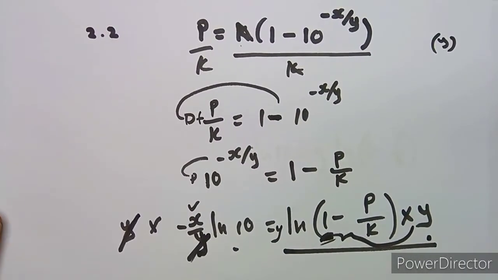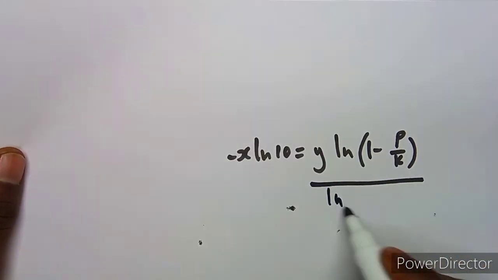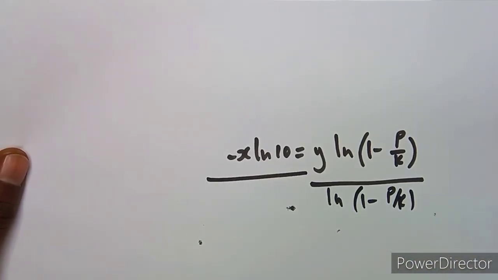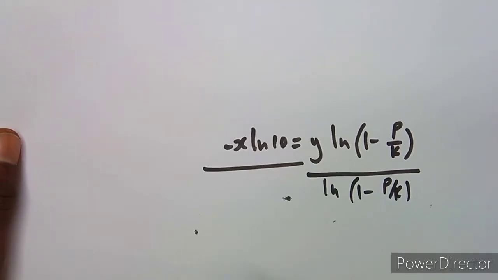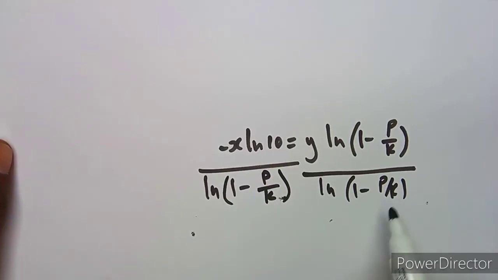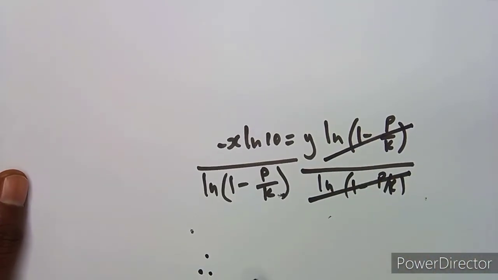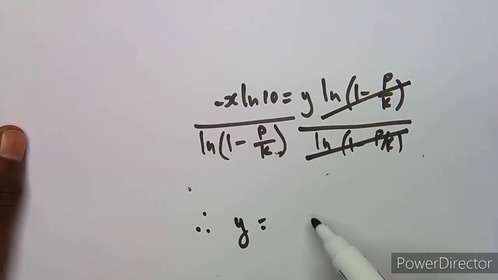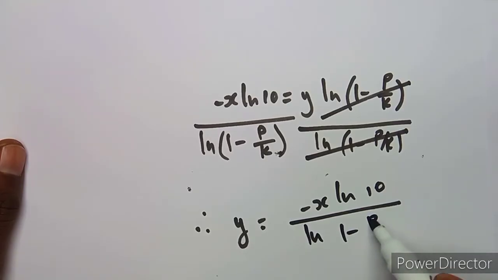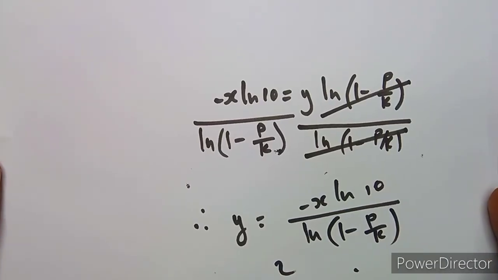All right, so now we can actually make y the subject. Why? Because I just need to divide by this ln of 1 minus p over k, both sides, so that it can balance. So remember, it's an equation. Whatever you do on the left hand side, it has to be done also on the right hand side. So therefore y is going to be equivalent to negative x ln 10 over ln of 1 minus p over k, just like that. So that's what we had, guys, and I think it was straightforward.